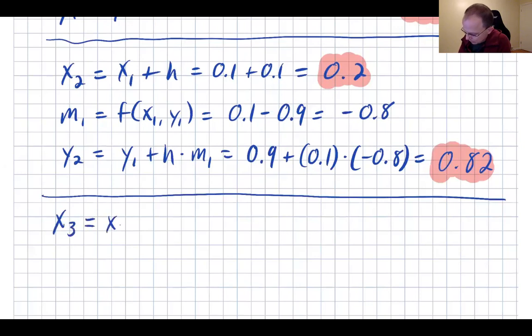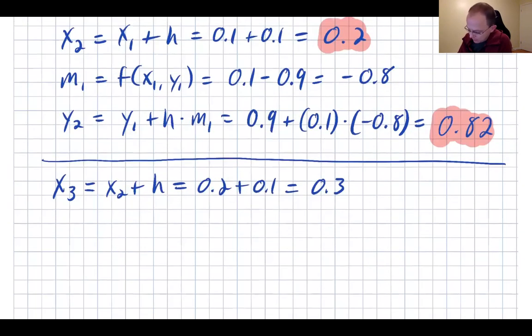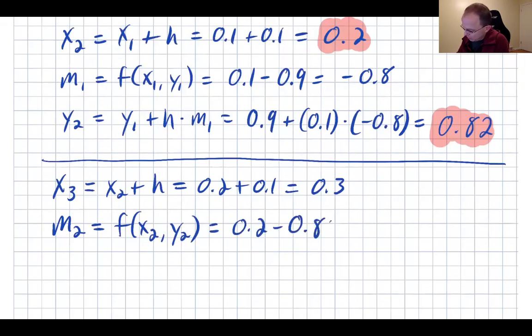x3 is x2 plus h. 0.2 plus 0.1 equals 0.3. The slope at this point, x2, y2, is equal to 0.2 minus 0.82, which is negative 6.2. Sorry, negative 0.62.